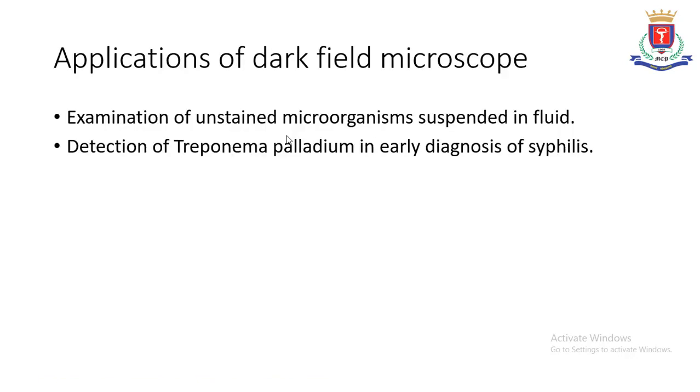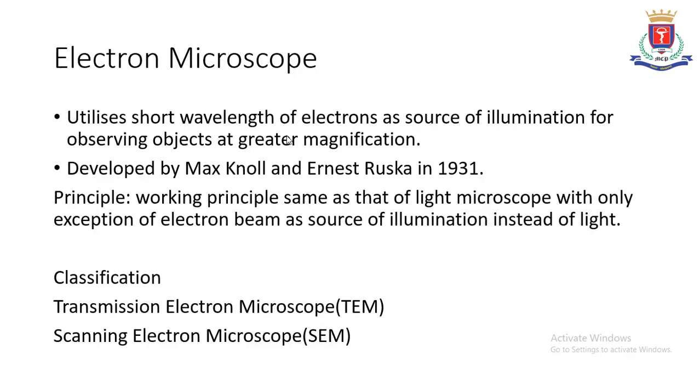Now, what are the applications of dark field microscopy? This microscope is usually used for examination of unstained microorganisms which are suspended in fluid. It is also used for detection of Treponema pallidum in early diagnosis of syphilis, which is a sexually transmitted disease.